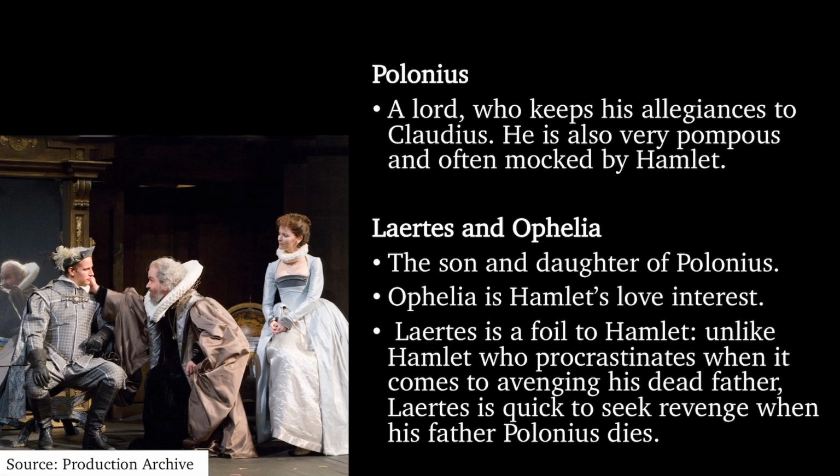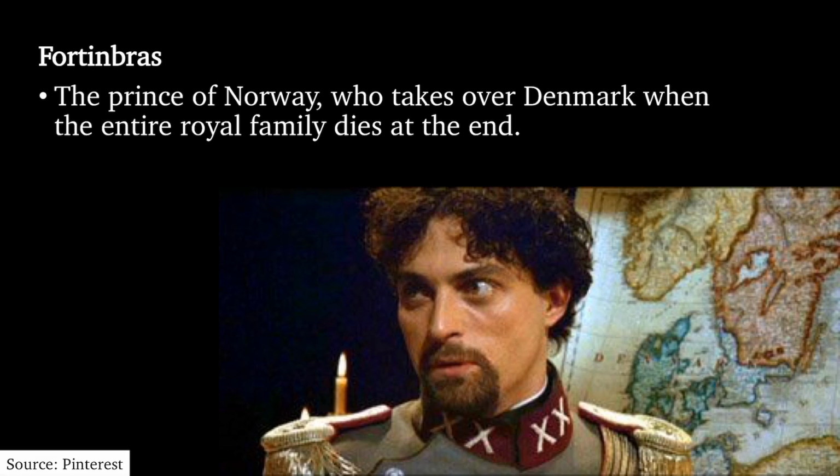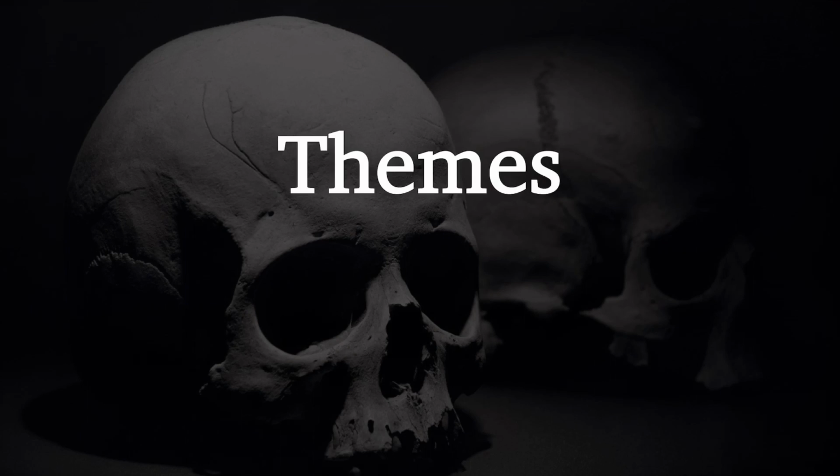We then have Polonius, a lord who keeps allegiances to Claudius, but he's also known as very pompous and is often mocked by Hamlet. There's Laertes and Ophelia. They are the son and daughter of Polonius, and Ophelia is Hamlet's love interest. Laertes is a foil to Hamlet, somebody who is used within the play to highlight Hamlet's own shortcomings. Unlike Hamlet, who procrastinates when it comes to avenging his dead father, Laertes is very quick to seek revenge when his father Polonius dies. Fortinbras is the Prince of Norway, and he takes over Denmark when the entire royal family dies at the end.